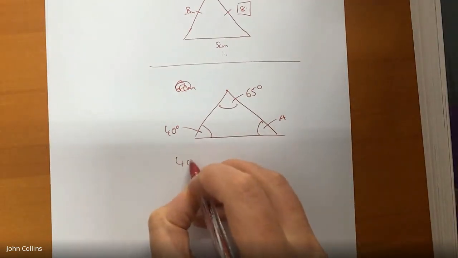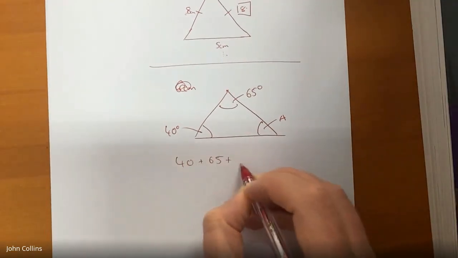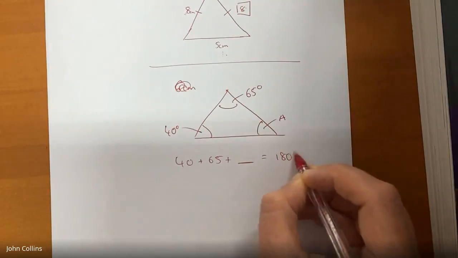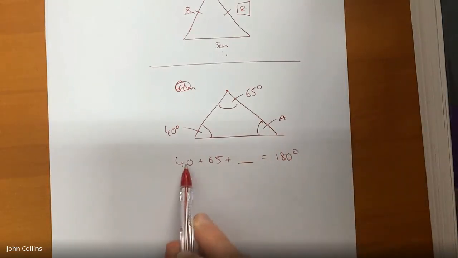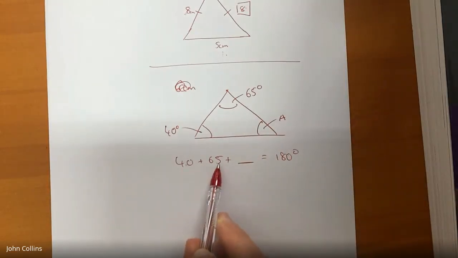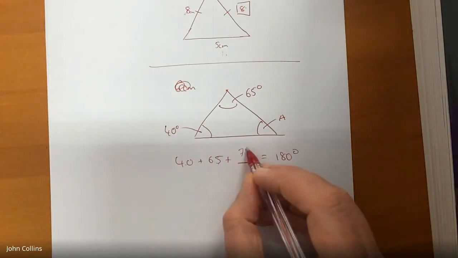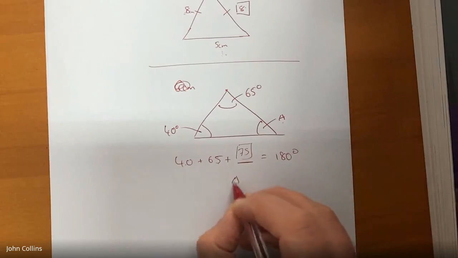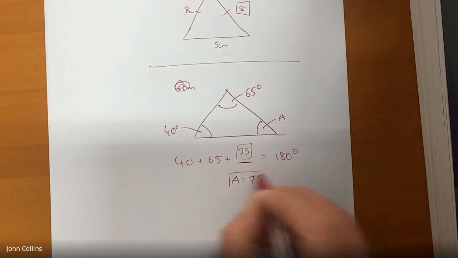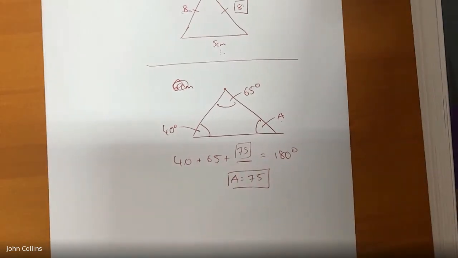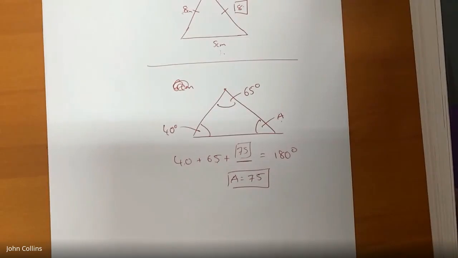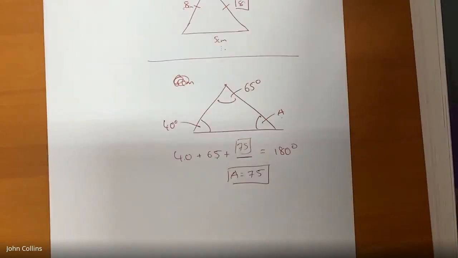So 40 plus 65 plus something equals 180 degrees. So 40 plus 65 is 105 plus 75. A must be 75. Or you can do the subtraction method that I did in the other ones. A is 75. All right, who's the first person to get that?